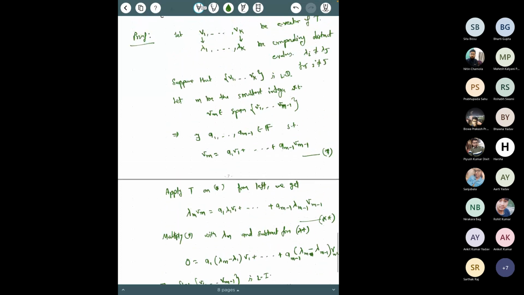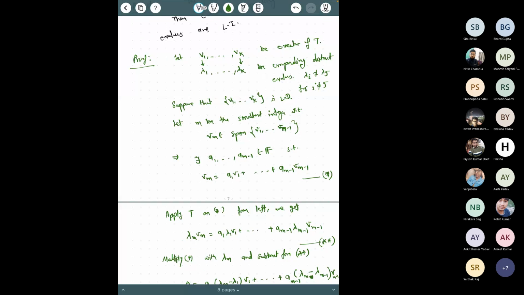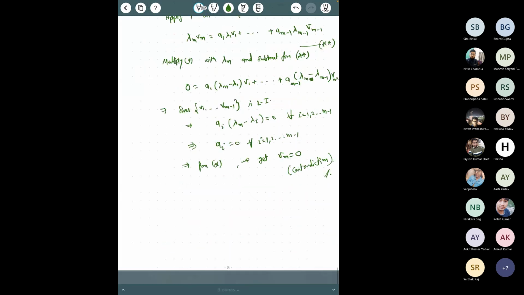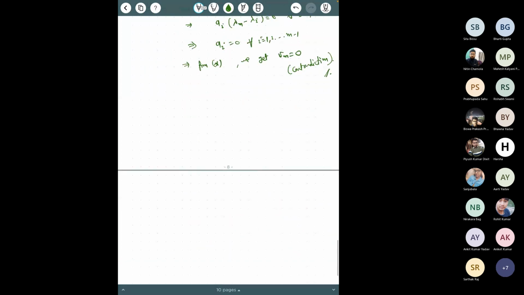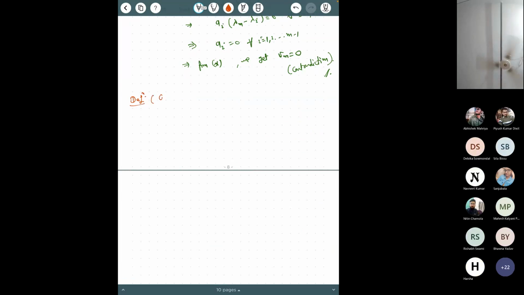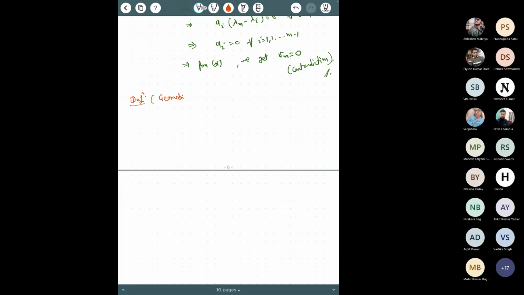All right, so let's move on. Now we define geometric and algebraic multiplicity. The multiplicity of an eigenvalue lambda, whether it is an eigenvalue of T or of A. A is a matrix, T is an operator. So I'm defining these terms for both matrices as well as for operators.